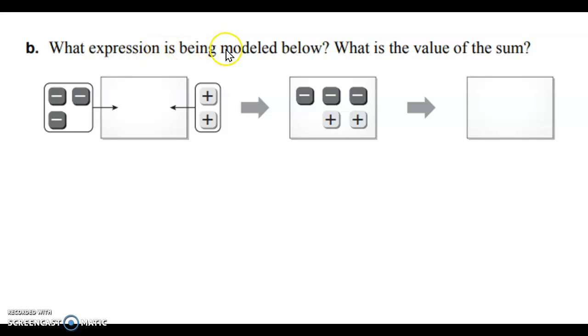So what expression is being modeled below? How many negatives do we have right there? So hopefully you counted 3. So that would be a negative 3 plus, and then we have 2 positives. And remember what we said about the 0 pairs. The positive and the negative will cancel each other. And what are you left with? A negative 1.